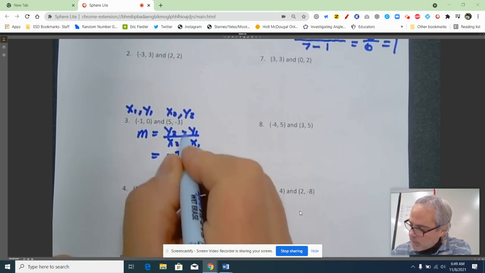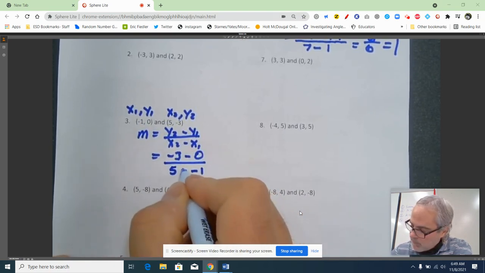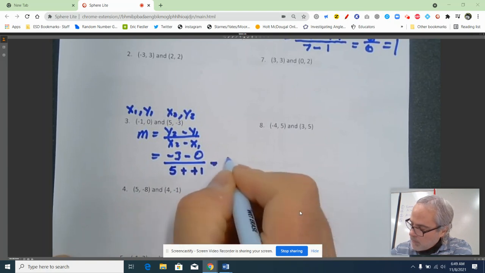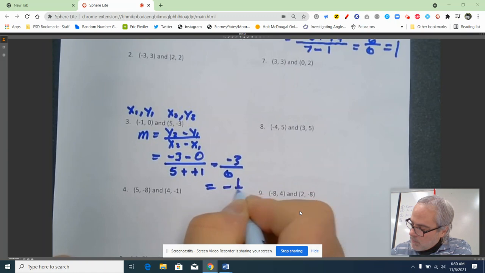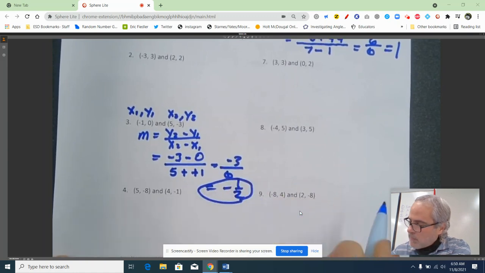Be careful with that minus. Write that minus before you write that minus. So that gives me -3 over 6, which reduces to a -1/2. And that's going to be my answer to that question.